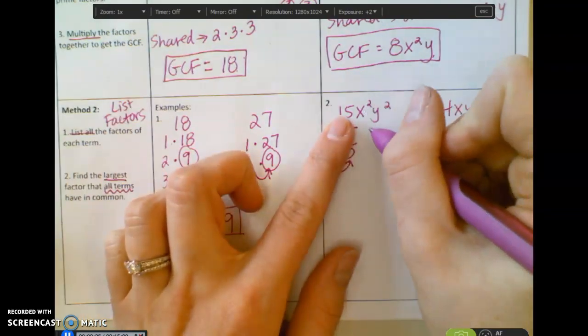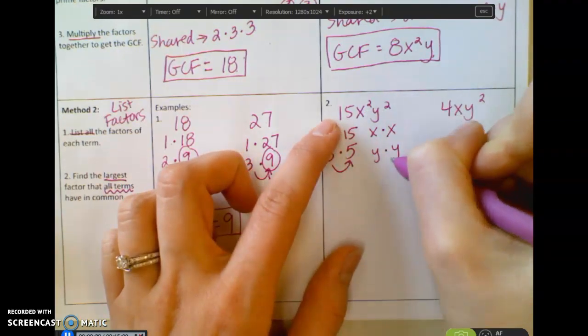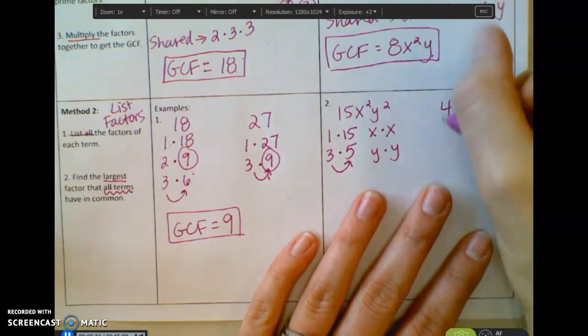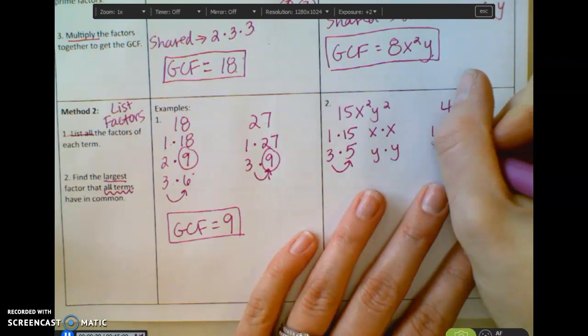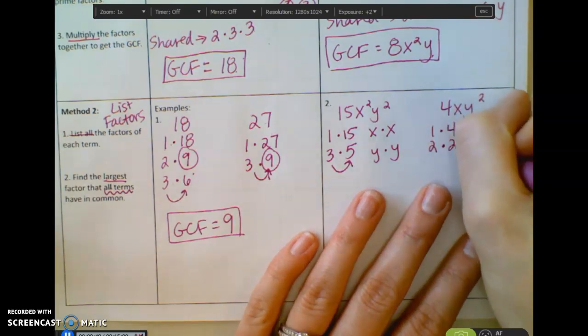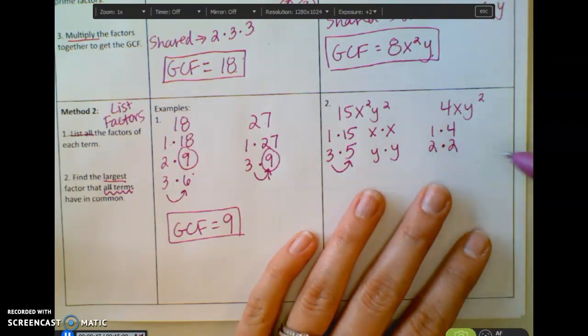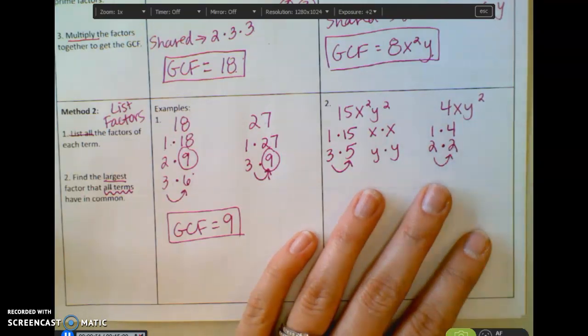X squared means x times x. Y squared means y times y. All right, now the next one. 4. Of course, we start with 1 times 4. Now we ask, does 2 go into 4? Yes, it does. 2 times 2. And obviously, we looped around here, so we don't have to ask about 3 or 5 or 7 or anything else because we went ahead and looped around.